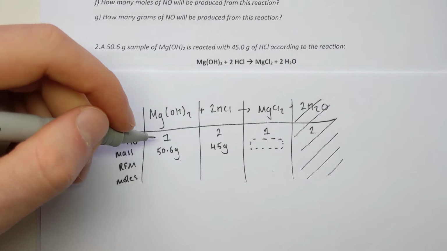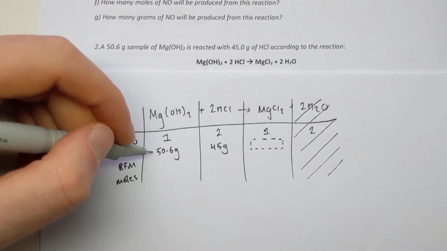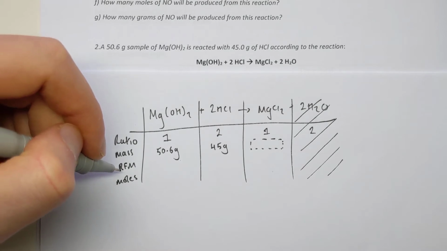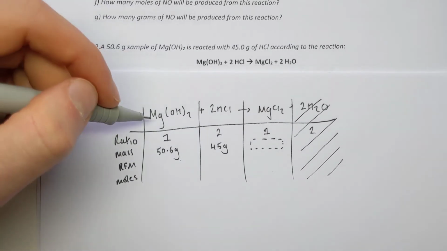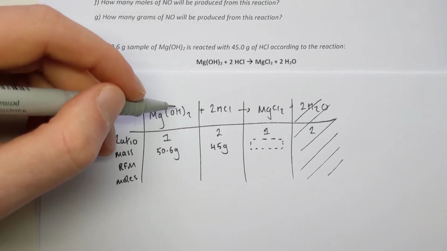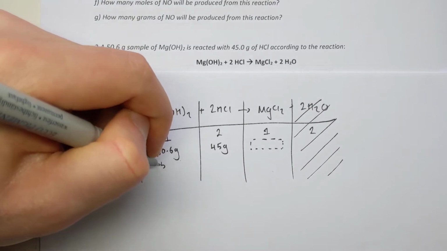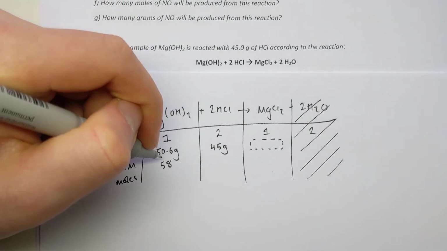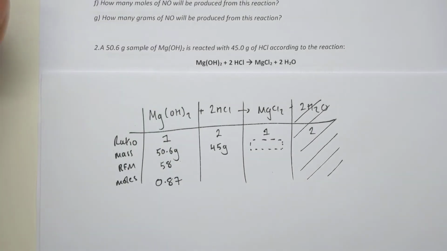So magnesium hydroxide, 50.6 grams, I need to work out into moles. Moles equals mass over RFM. So I need to work out the RFM first by adding up the masses. The mass is just of magnesium, 2 oxygens, 2 hydrogens: 24 plus 16 plus 16 plus 1 plus 1 is 58. So if I do 50.6 over 58, I end up with the slightly ugly number 0.87.